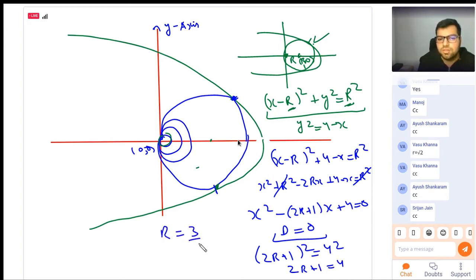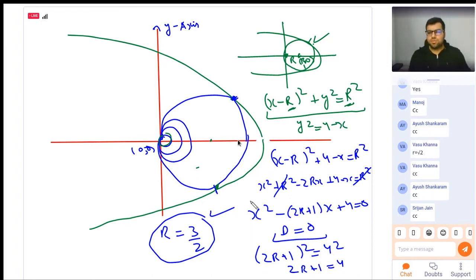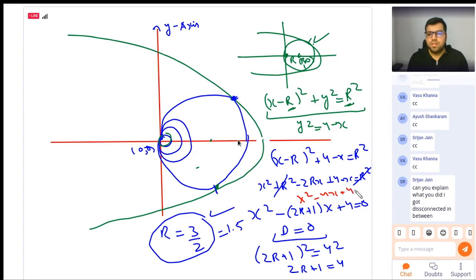So simply you can do it in this much calculation. Okay, students, is it clear? R equal to 3 by 2 came as the answer, and when you put r equal to 3 by 2 here, this equation will become x square minus 4x plus 4 equals 0. From here you will get x equal to 2. Alpha was asked as the x coordinate, so alpha is 2. So r is equal to 1.5, alpha is equal to 2.